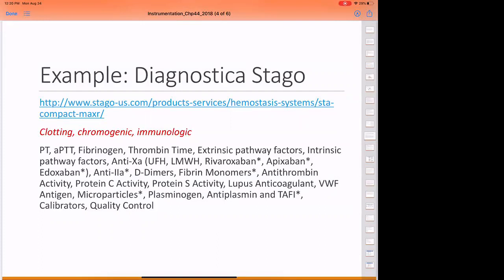They test for tests such as the PT, the APTT, fibrinogen, thrombin clotting time. You can test for extrinsic pathway factors, intrinsic pathway factors, anti-factor 10A, which is to detect unfractionated heparin or low molecular weight heparin or other anticoagulants. You can also detect D-dimers, fibrin monomers, antithrombin activity, protein C activity, protein S, lupus anticoagulants, von Willebrand's antigen, microparticles, plasminogen, antiplasmin, and TAFI. You also have the ability to calibrate the instruments or run calibrators and do quality control.